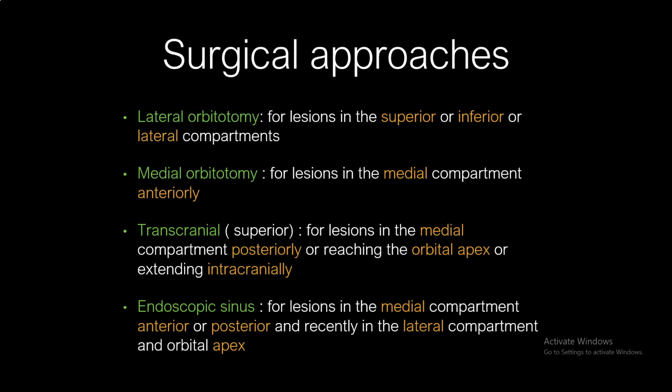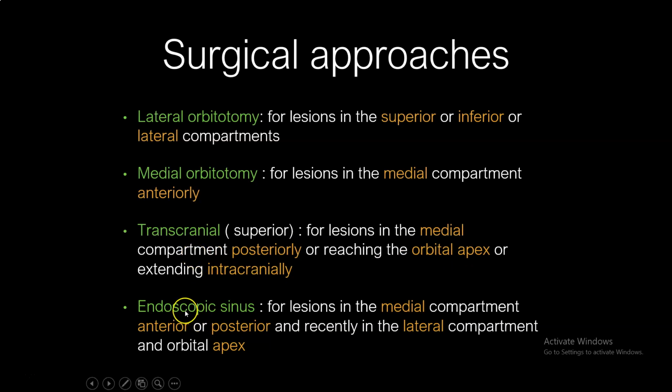Surgical approaches, also a rapid review because it was already discussed in the lecture of the anatomy of the orbit. We have the lateral orbitotomy, accessing any lesion in the superior orbit, inferior orbit, or lateral compartments. The medial orbitotomy for lesions localized medial and anterior in the orbit, and the transcranial, the superior approach to the orbit, for lesions in the medial compartment but posterior, or reaching the orbital apex, or of course having intracranial extension.